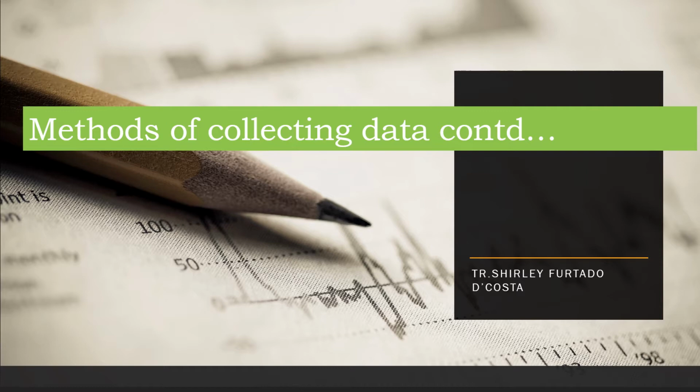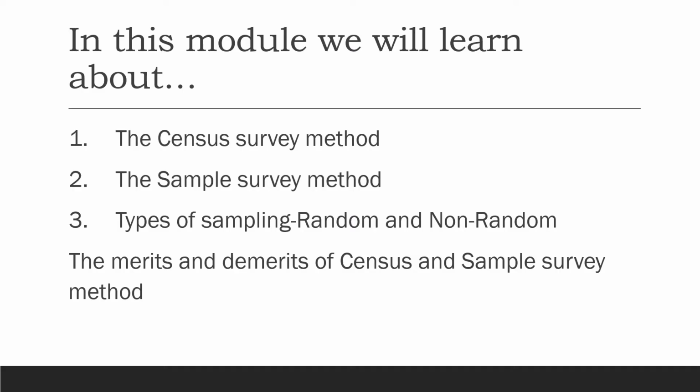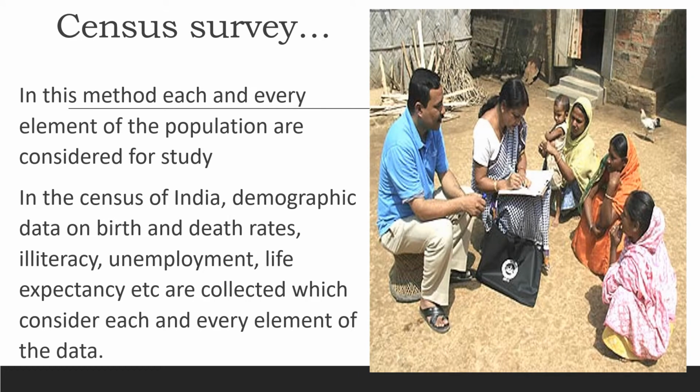Today, let's move on and complete this topic, collection of data. In this particular lesson, we will learn about the census survey method, the sample survey method. We will also learn about the types of sampling, that is random and non-random sampling. So also we will learn about the merits or the advantages and demerits or disadvantages of both the census and sample survey methods. So let's begin.